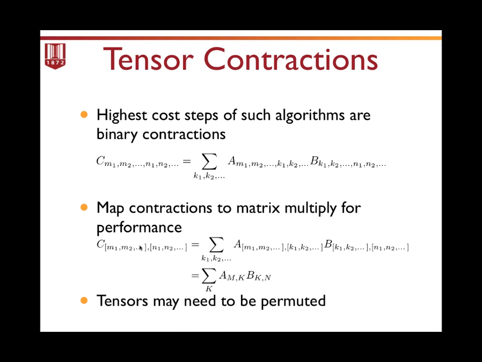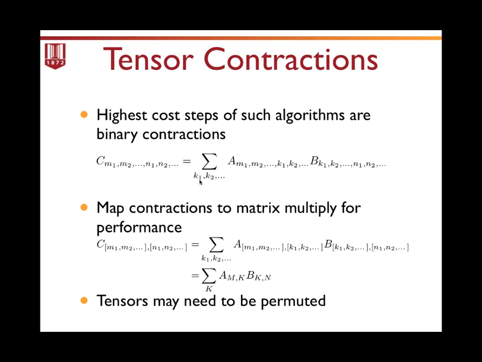So all of these libraries are mainly concerned with tensor contractions, and the reason for this is that they represent the bulk of the work that you're going to be doing when evaluating all these tensor expressions. So what does a tensor expression look like? Here I have just a simple A times B tensor expression, and then we're storing the result in C.